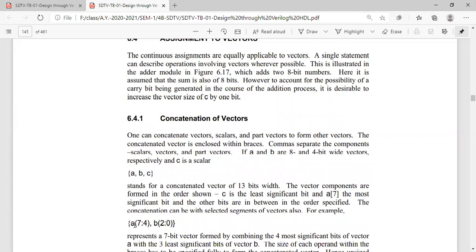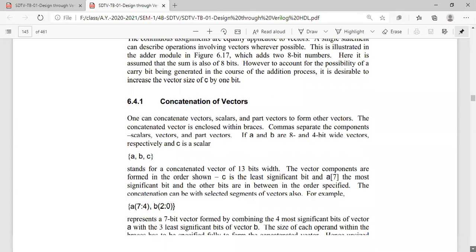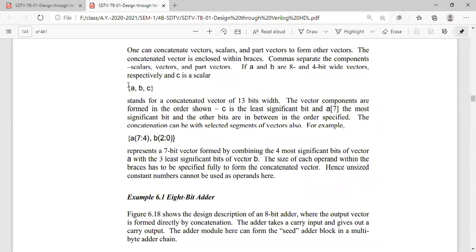A is 8 bits, so A[7:0] will be there. But we want to take only a part of A, A[7:4], the 4 bits 7, 6, 5, 4. So these 4 bits of A are used in the MSB position, right? And the rest is from B[2:0], that is only 3 bits: B[2], B[1] and B[0]. Totally these are 7 bits, right? For concatenation we use these braces, separated with commas, and we can use either the total vector or only part of the vectors when combining.